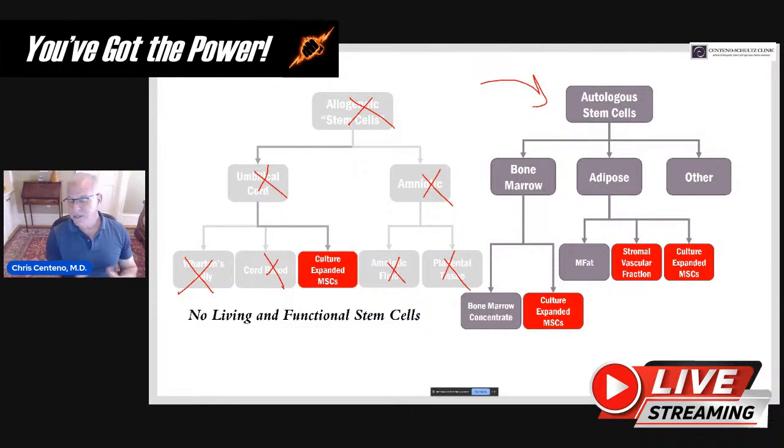And in general, this is what you'll see. Legit providers understand this. They've been to all the courses, all the conferences, so they focus on bone marrow and adipose, whereas fringe providers focus on dead cell products and try to hawk those as live cell products.